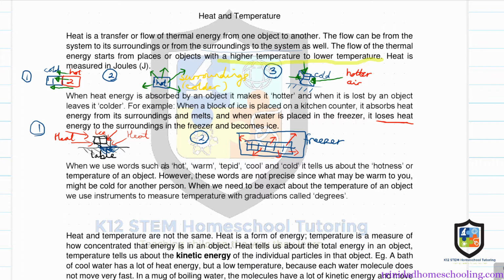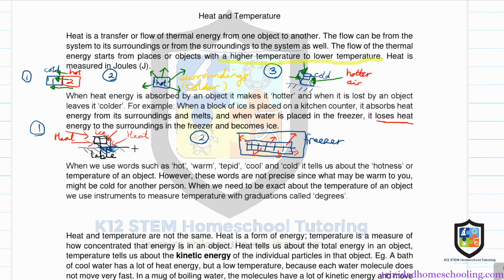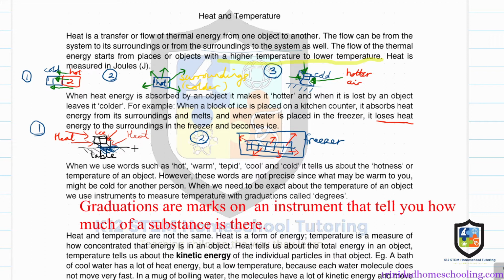Now when we use words such as hot and cold, warm, tepid, or cool, it tells us about the hotness or the temperature of an object. However, these words are not precise, since what may be warm to you might be cold for another person. When we need to be exact about the temperature of an object, we use instruments to measure temperature, with graduations called degrees. A little later on in the lesson, we will talk about measuring temperature and the instruments we use to measure temperature, and we will look at the graduations and the units of temperature.